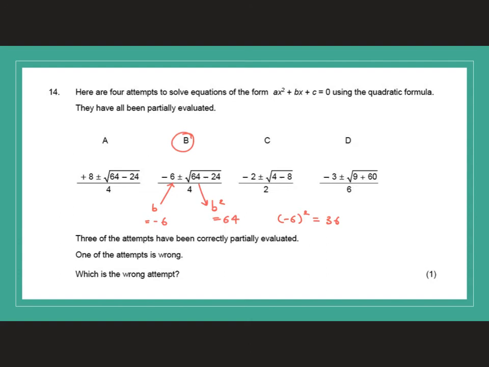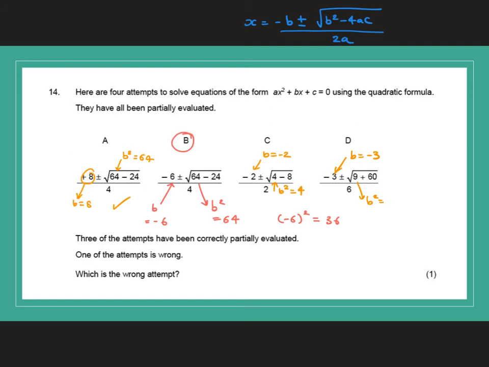Remember the quadratic formula, you've got to learn it. x equals -b plus or minus the square root of b squared minus 4ac all over 2a. Now here, your b value is 8, b squared is 64, so that works. Here, your b value is -2 and b squared is 4, which works. b equals -3 on the last one and b squared equals 9. So all of A, C and D work. It's just B where the formula has not been applied correctly. If this had been 36, it would have been correct.